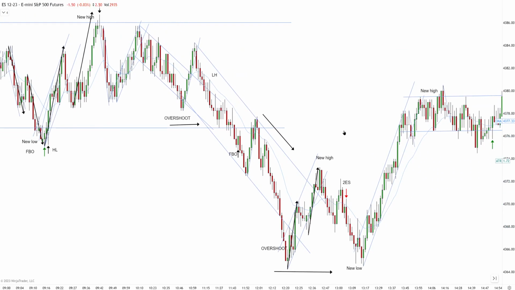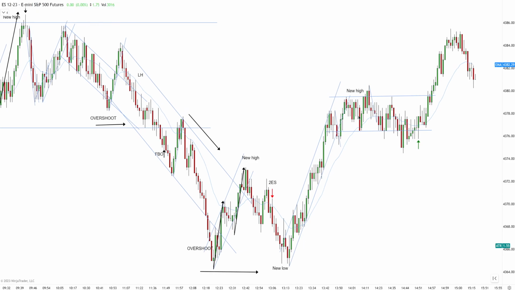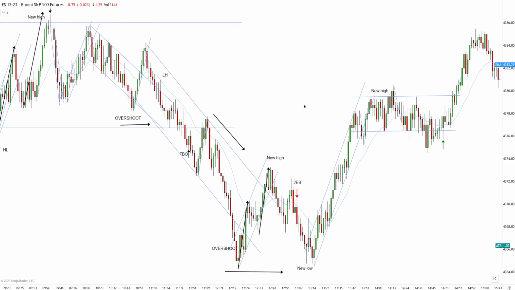Here we had a nice breakout pullback, a little bit of a downtrend, and we actually ended up rallying back to the upside. So I hope you had a good trading day.